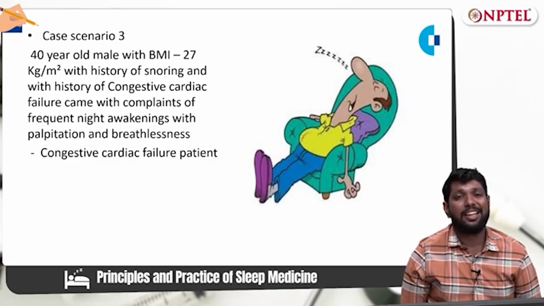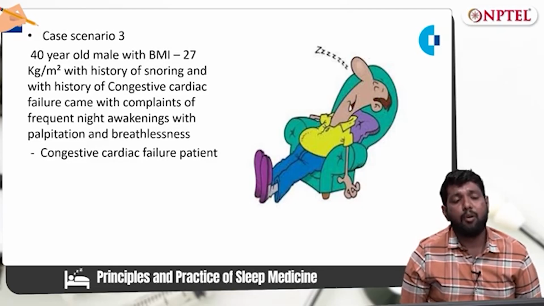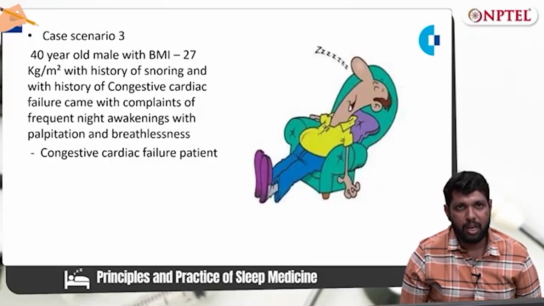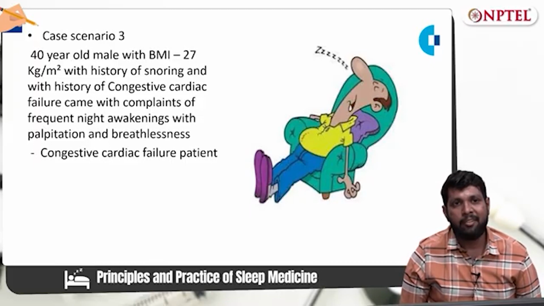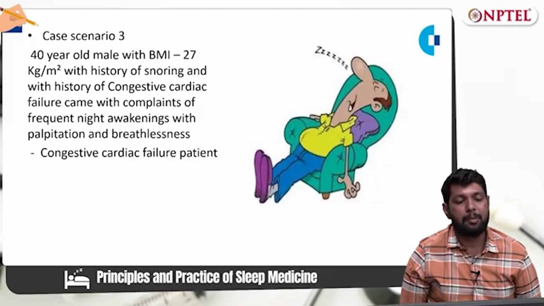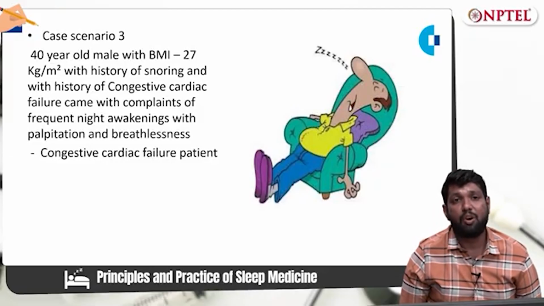So we will move on to case scenario 3. A 40-year-old male with a BMI of 27 kg per meter square, with a history of snoring and a history of congestive cardiac failure, came with complaints of frequent night awakenings, excessive palpitation and breathlessness after sleep. So he was diagnosed to have congestive cardiac failure.